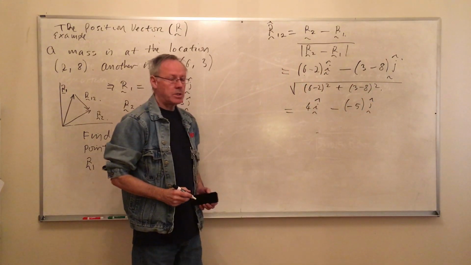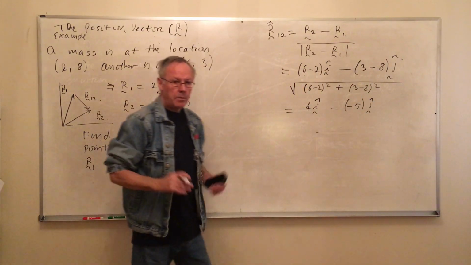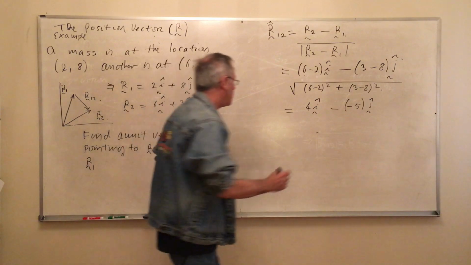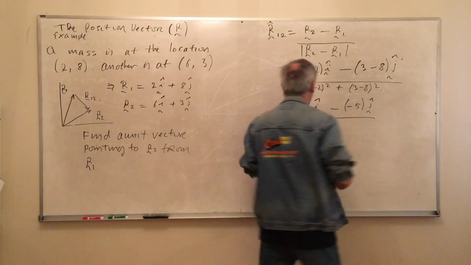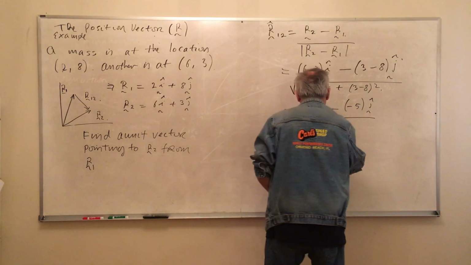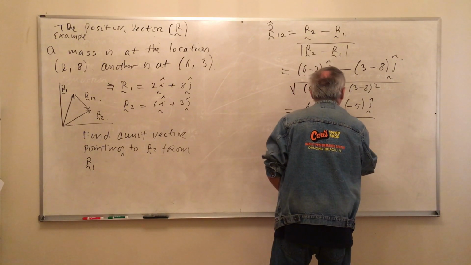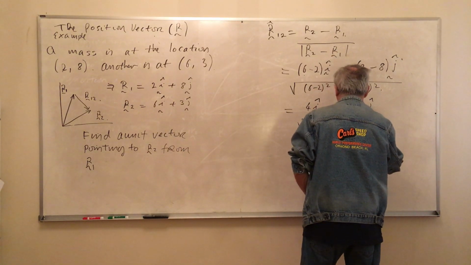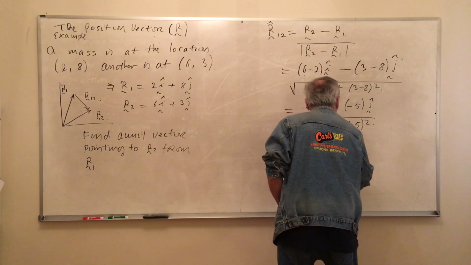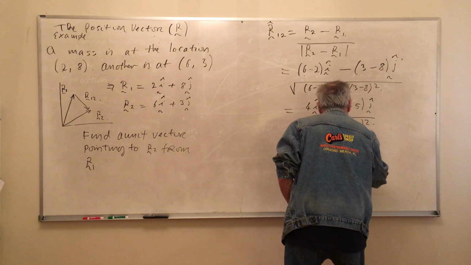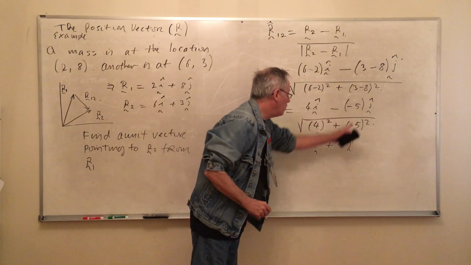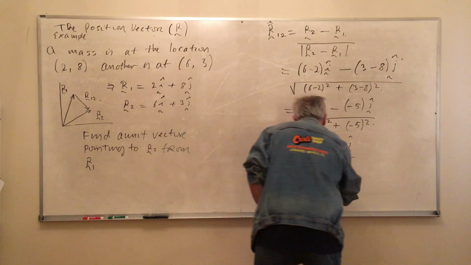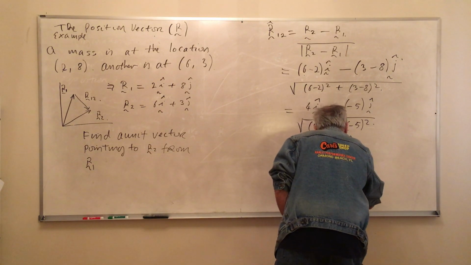Now we do every step. You don't let your head carry things like this. Big thing in mathematics and physics: let your hands do the calculating. Then you get through it without making mistakes. 6 minus 2 is 4, which has to be squared. 3 minus 8 is negative 5, which has to be squared. Now in this step I will remove the bracket, giving me a positive sign. 4 squared is 16. 5 fives is 25.